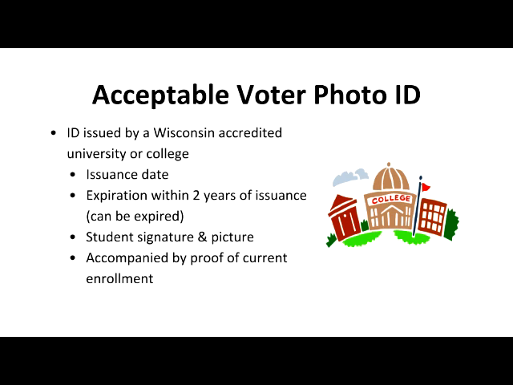Finally, a college ID card can be used if it has certain features. Those features are an issuance date, an expiration date that is within 2 years of issuance, although the card can be expired, and the student's signature and picture. When using a student ID card as a voter ID, the student must also show proof of enrollment.